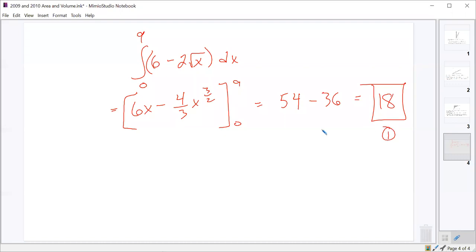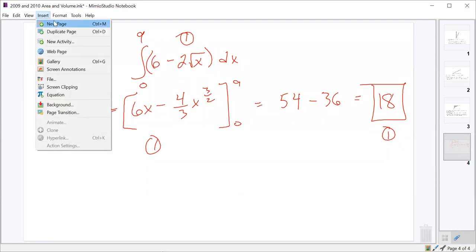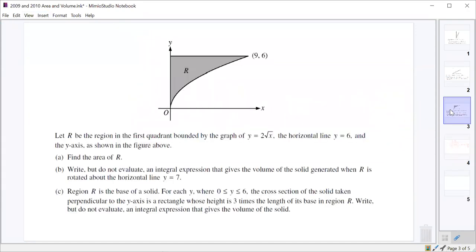So 1 point for the answer, 1 point for the integral, and 1 point for the correct setup. Everybody good with part A? Yep. Cool. All right, and on to the volume stuff, which is a little more pertinent for the quiz today.